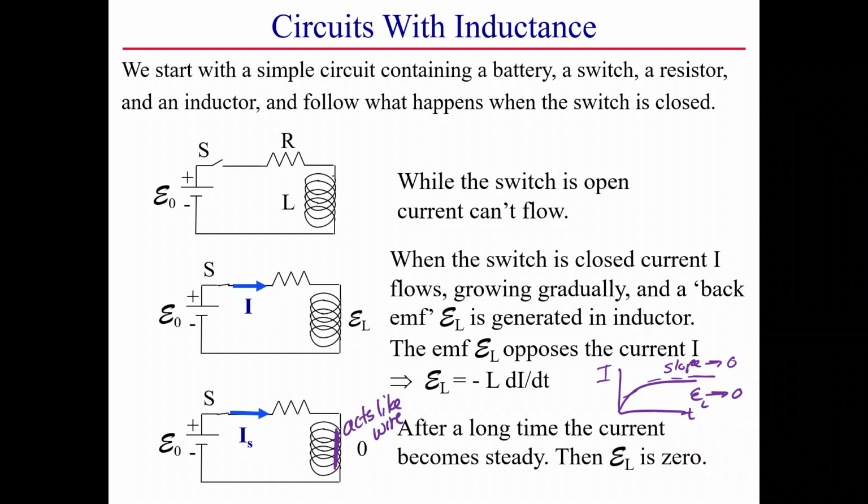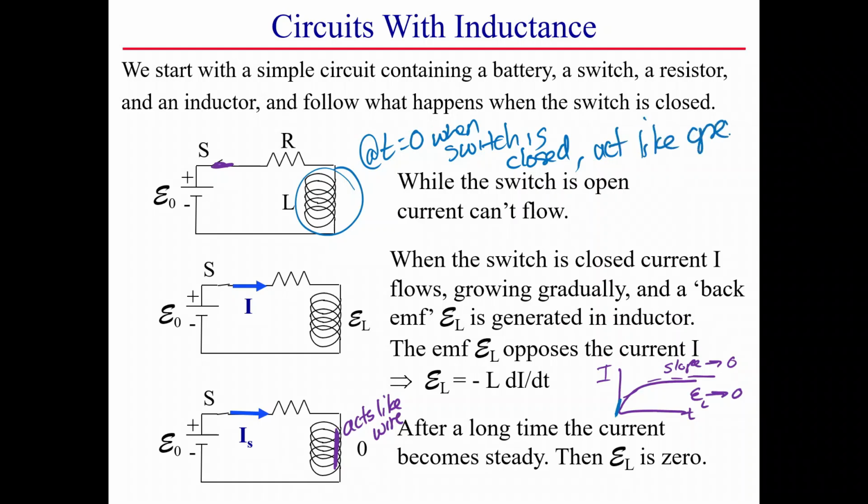At t equals 0, as soon as that switch is closed, that inductor is going to be able to fully block that EMF, because your slope is going to be really steep. At the very start, you're going to get a really, really steep slope, so at t equals 0 when the switch is closed, it's going to act like an open switch. And no current will flow.